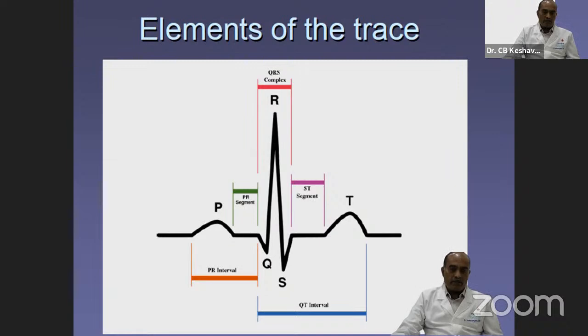Then the next positive deflection is the R wave, which is the tallest wave on the ECG. It depends on where you place the leads and which is the dominant ventricle in the particular patient. Then the next negative wave after the R wave is the S wave. Then the ECG returns to the isoelectric line, and then you see the ST segment. The most important part to diagnose ischemia and myocardial infarction is the ST segment and the T wave.